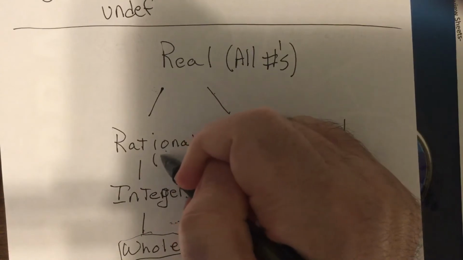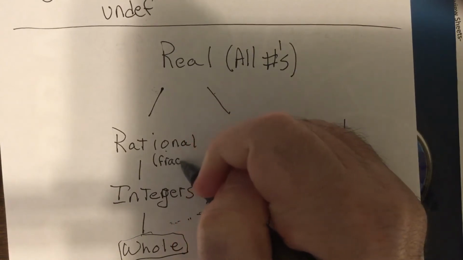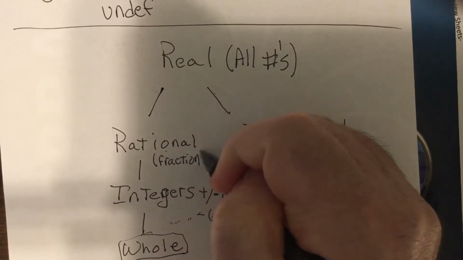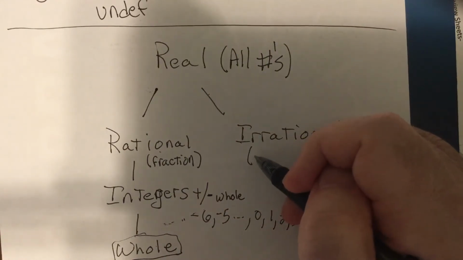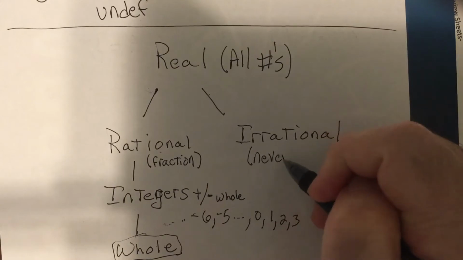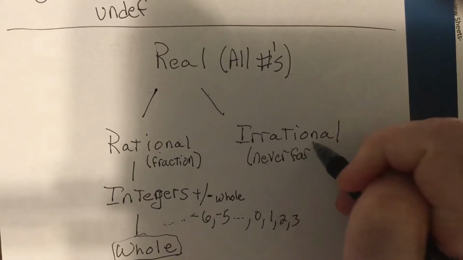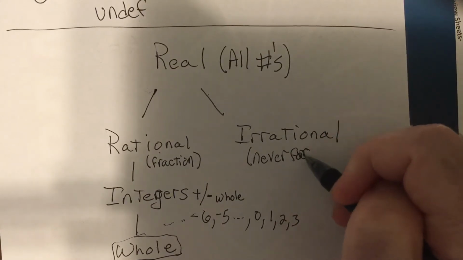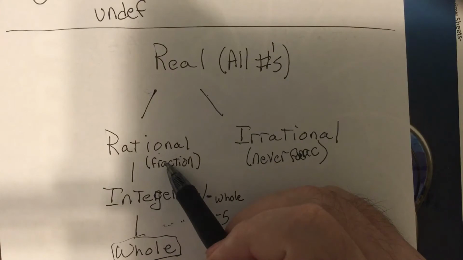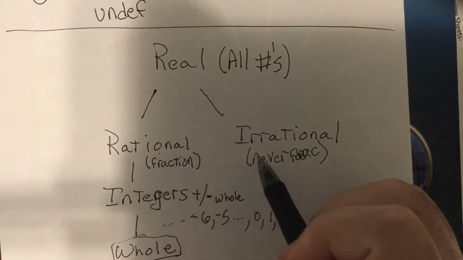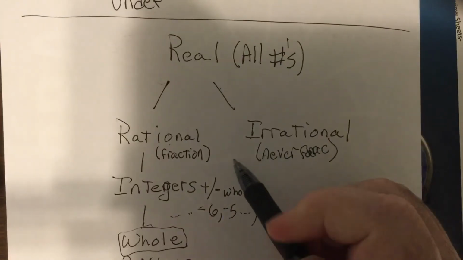Rational is anything that could be written as a fraction, and irrational is no way it can ever be written as a fraction. So rational can be a fraction, irrational never can be a fraction.